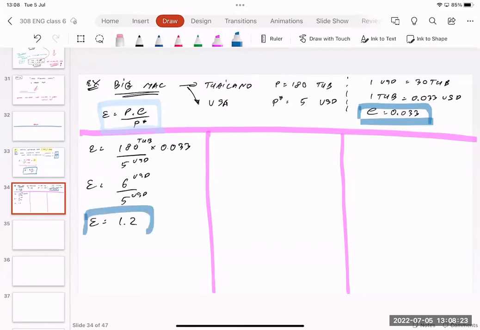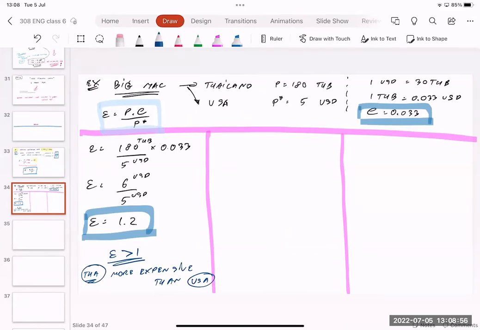What you can learn from here is that every time the real exchange rate is greater than 1, it means that the product in our country is more expensive. The product in Thailand is more expensive than in USA. See that? Okay, so this is the first example.